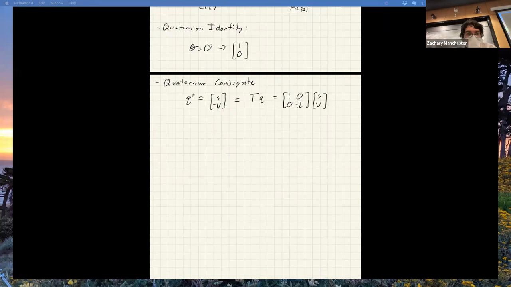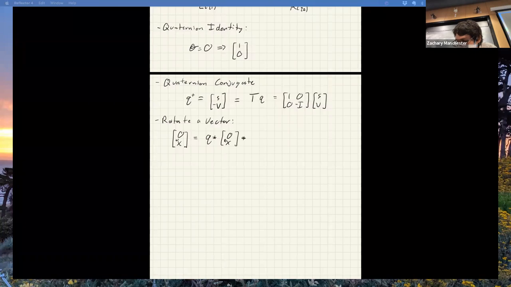So let's see, almost there. How to rotate a vector. It turns out this looks like the way you rotate a vector with a rotation matrix. If I have a vector, say in the N frame, I stick it in as the vector part of a quaternion, and then I multiply it by Q, and then Q conjugate.